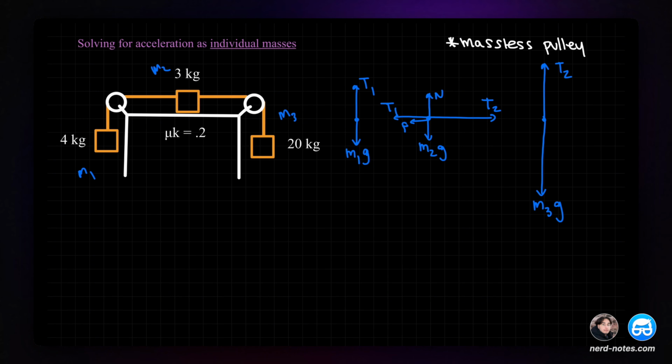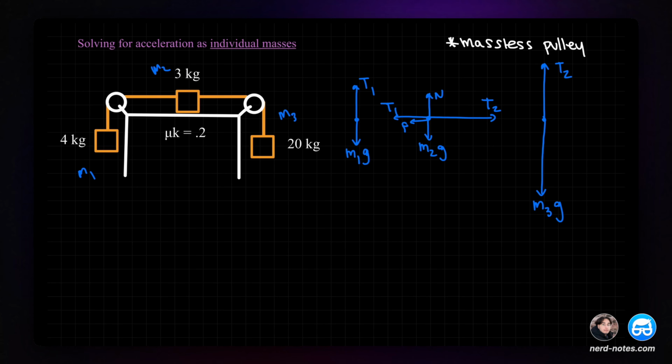And honestly, if I was solving this as a system, I would have been done with the problem by now. And so this just goes to show how much longer solving as individual masses really does take, just because we have to draw those FBDs, and now we have to make an equation for each one of these FBDs. Remember that we're solving for acceleration.